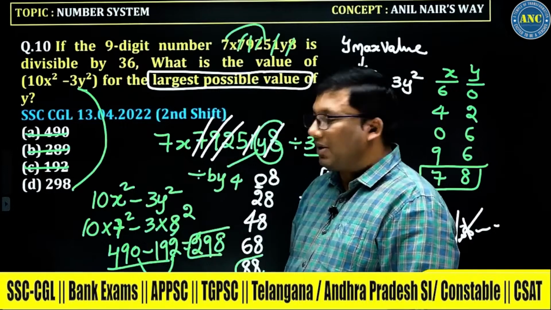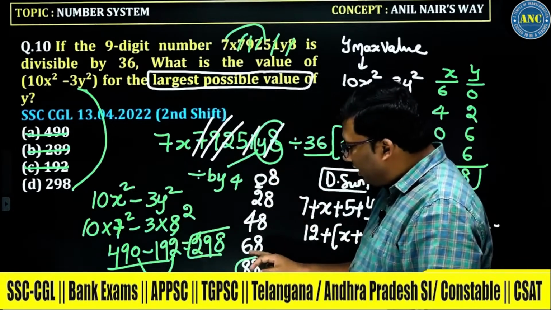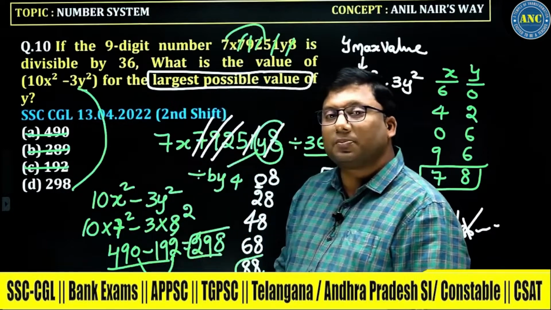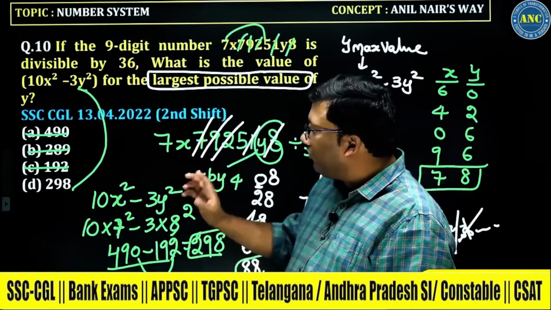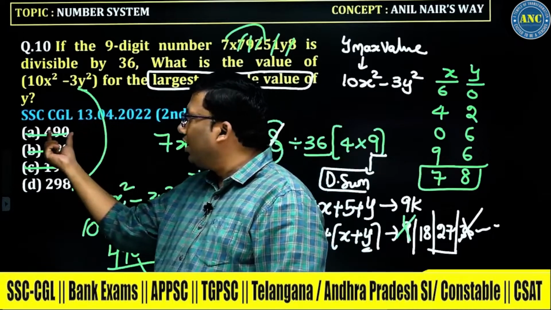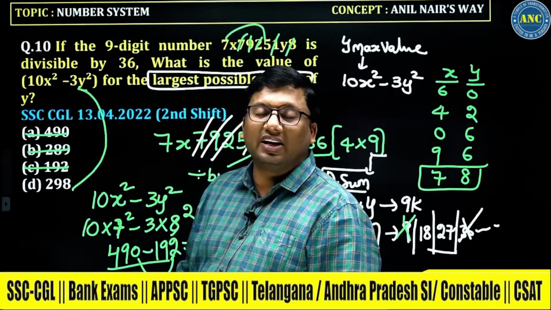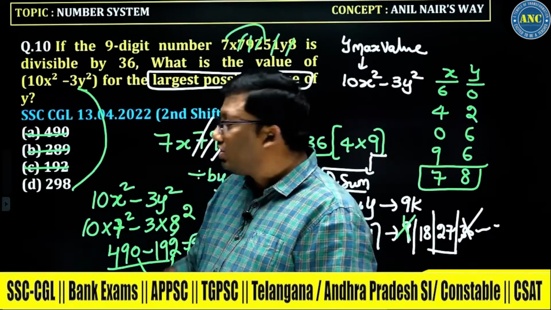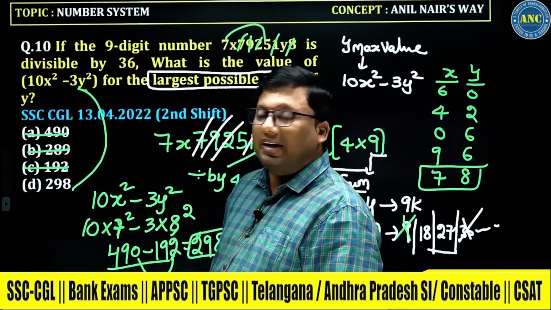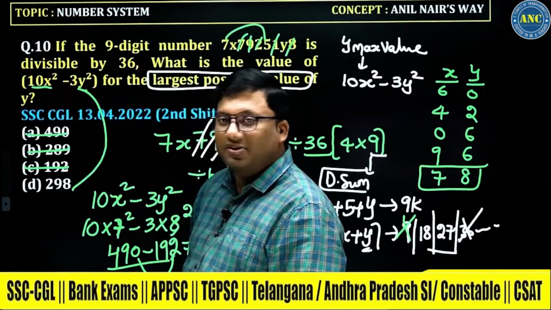X square, it is a perfect square. Out of this, if I take y value 8, substitute here, check which option is giving you a perfect square. If y is 8, 64 3s are 192. 192 plus 490, it is 682. It should be divisible by 10, because the left hand side should be divisible by 10.